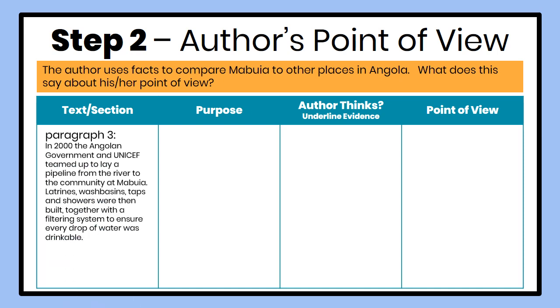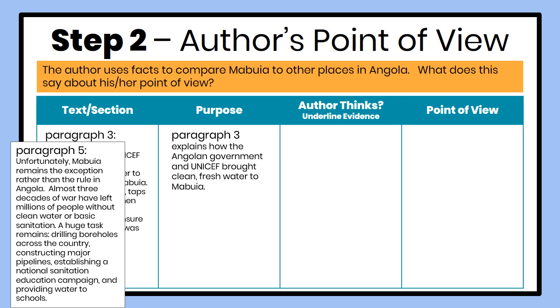Let's look at the first paragraph where the author compares. From paragraph 3. In 2000, the Angolan government and UNICEF teamed up to lay a pipeline from the river to the community at Mabuia. Latrines, wash basins, taps, and showers were then built, together with a filtering system to ensure every drop of water was drinkable. The purpose of this section is to explain how the Angolan government and UNICEF brought clean fresh water to Mabuia.